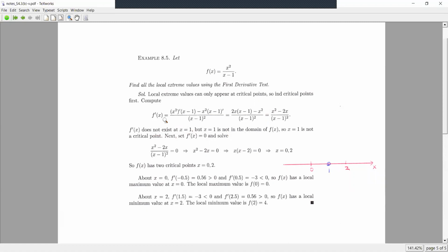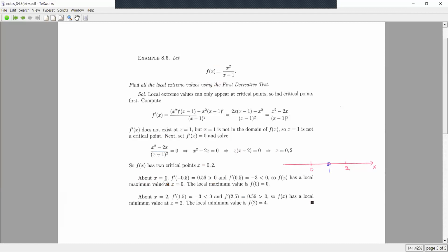Now, to find the critical points where the derivative is 0, we set the derivative equal to 0 and solve this equation. Move the bottom to the right side, then we get this equation. Then factorization, and we have solutions 0 and 2. Therefore, the function f has 2 critical points, 0 and 2.